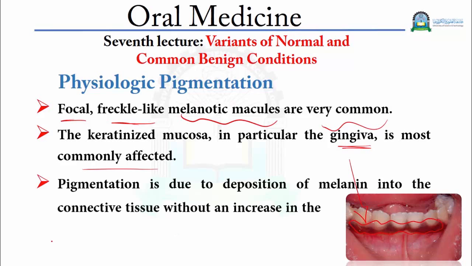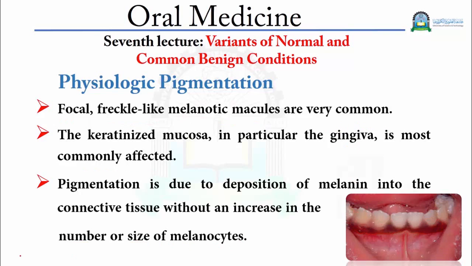Pigmentation is also due to deposition of melanin into the connective tissue without increase in the cell number or size of the melanocytes. So the main cause is the over-secretion, the increase in the secretion of the melanin by melanocytes, without increase in the cell size or the cell number of the melanocytes.